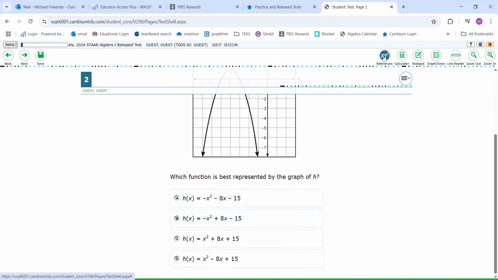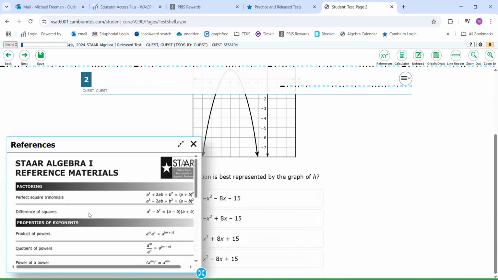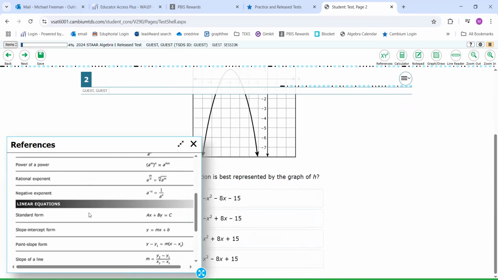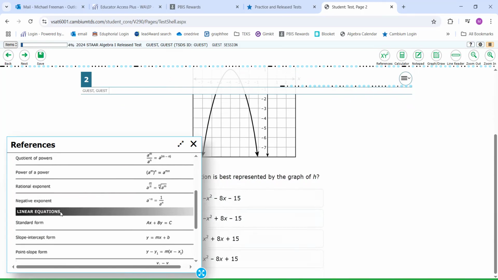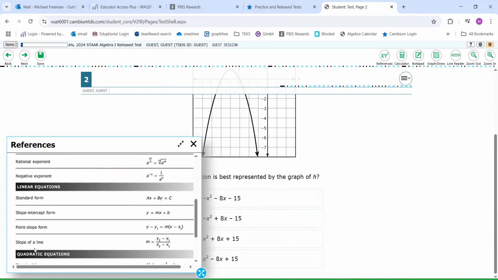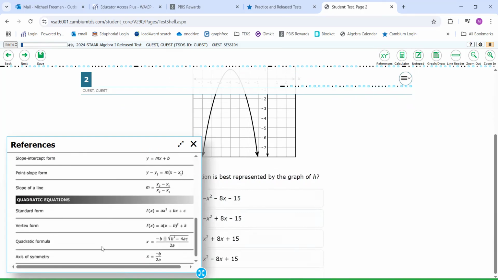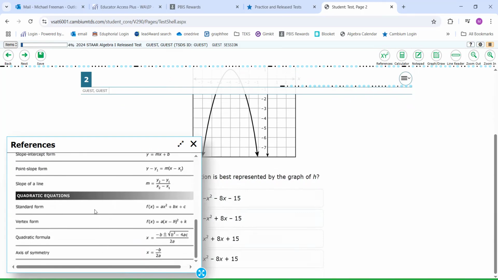If I go to my reference chart up here in the toolbar, click on the reference chart, here's all of our formulas. So scroll down. It says properties of exponents, linear equations. Here's our different types of linears, and here's our formula for slope. But then this is quadratic. So it's written as, well, there's no parentheses, so I know it's not vertex form. So this is in standard form.